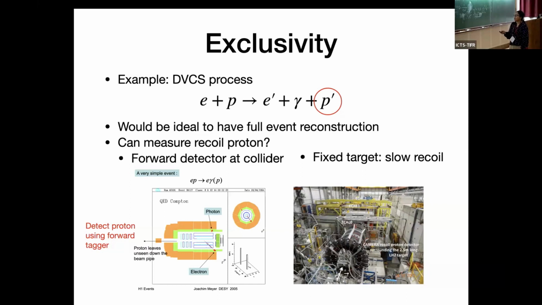And then for the fixed target, as we mentioned, the target is at rest, you only have the electron beam, then the target recoil will be pretty slow, right? But all your detectors in the fixed target are normally in the front region, right? It's an asymmetric collision. But if you want to measure this recoil proton, one thing you can do is, for example, have a recoil detector right around the target region. Okay, so this is the recoil detector that COMPASS had, and this is where the target chamber is.